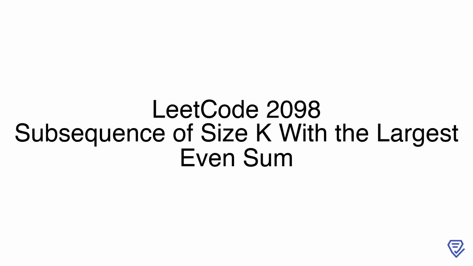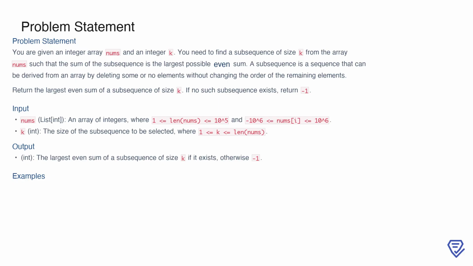Welcome to this problem walkthrough on LeetCode problem number 2098, subsequence of size k with the largest even sum. In this session, we'll explore the problem requirements, discuss potential approaches, and break down the solution step by step. Let's dive in. In this problem, you are given an integer array called nums and an integer k.